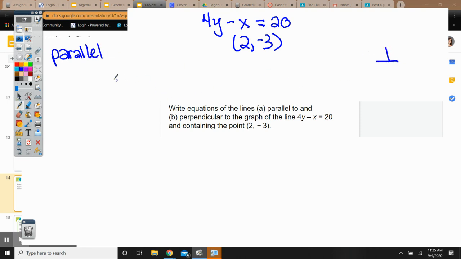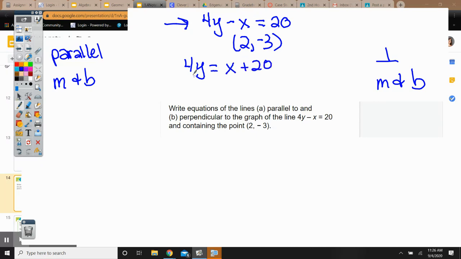So the first thing we need for anything is the slope. We need m and b to write the equations of lines. So first we need to figure out, well, what will the slope be? It's going to give us the slope in this line. We have to get y by itself. So if you add x, it's going to be 4y equals x plus 20. Divide everybody by 4, and this line is y equals 1/4 x plus 5.